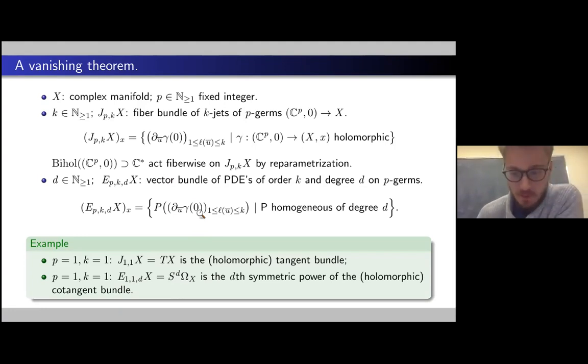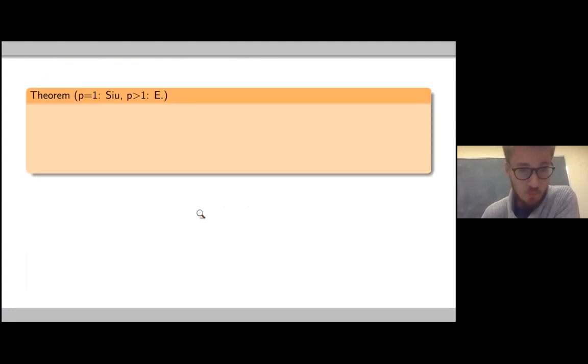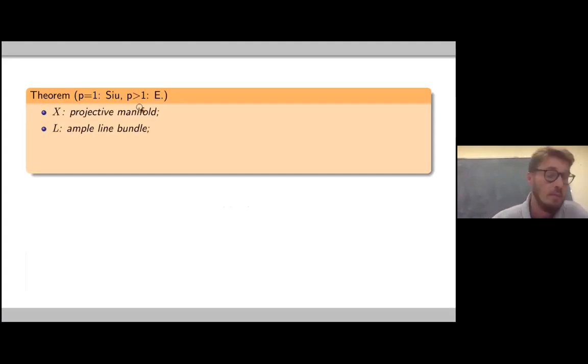So now we can state the vanishing theorem, that will make precise what we said about obstruction to the existence of entire curve. This is due to Green-Griffiths and Demailly, for p equal to 1 to s. And it goes as follows. So we take X a projective manifold, L an ample line bundle.